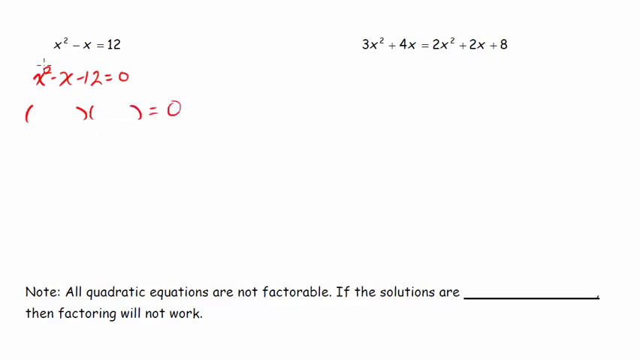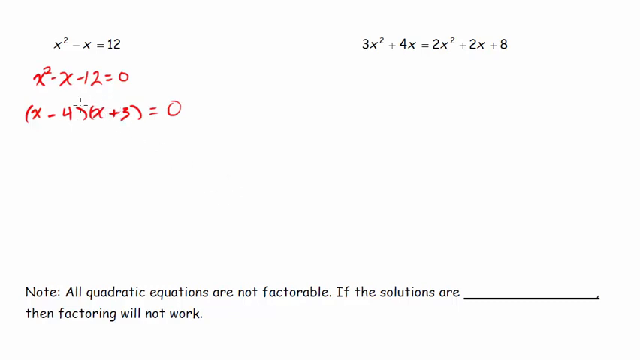Alright, so I'm going to look at this first term. Well, x squared, that's easy. X and x. Alright, now I need two factors of negative 12 that would have a sum of negative 1. Well, I think that would be 4 and 3. Now it's negative 12. One of these needs to be negative. Now if I want my sum to be negative 1, I think I want the 4 to be negative. Let's see if that works.